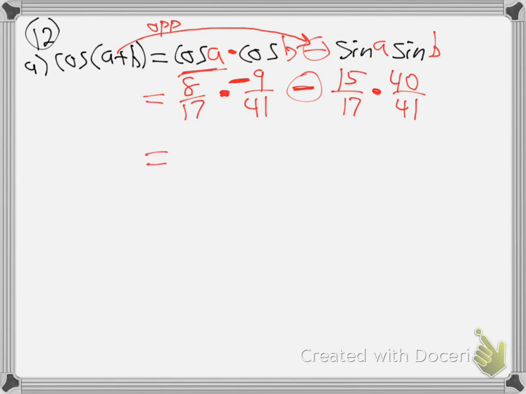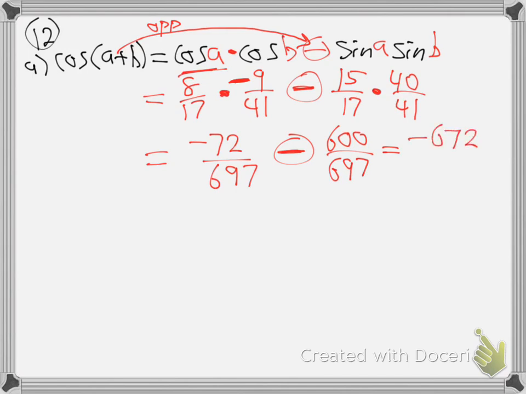Okay, so then just use your calculator. So minus 72 over whatever 17 times 41 is, 697. Minus, there's that subtraction in the middle, 15 times 40. So that's 600 over 697. So that's minus 672 over 697. Does that reduce? I don't think so. No. It looks ugly. I think that's just it right there.